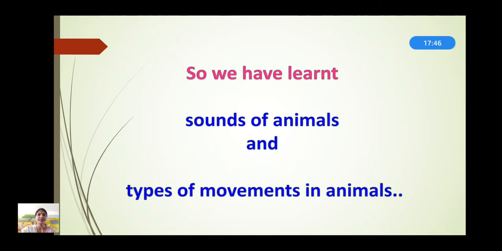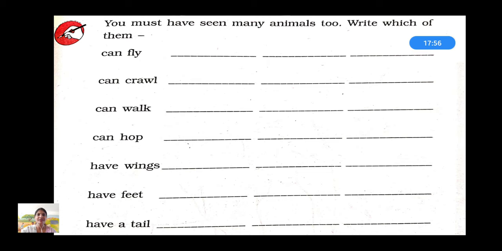Okay, now so we have learned about sounds of animals and types of movements in animals. I hope you all have understood the topic. Now we will solve this which is there in your textbook. Now you must have seen many animals, isn't it? Now you have to type the names of the animals according to the category. You will type it in your comment box.